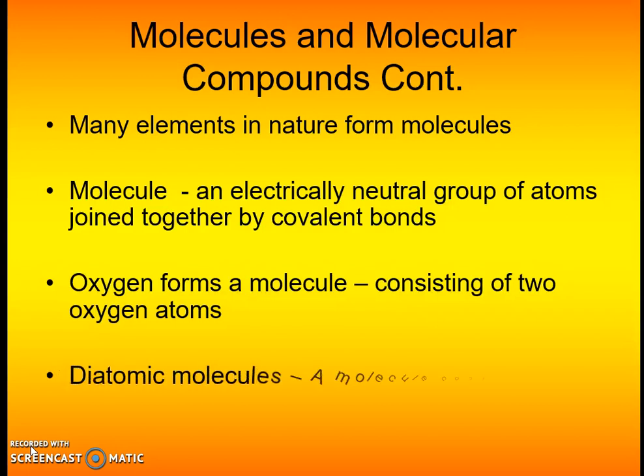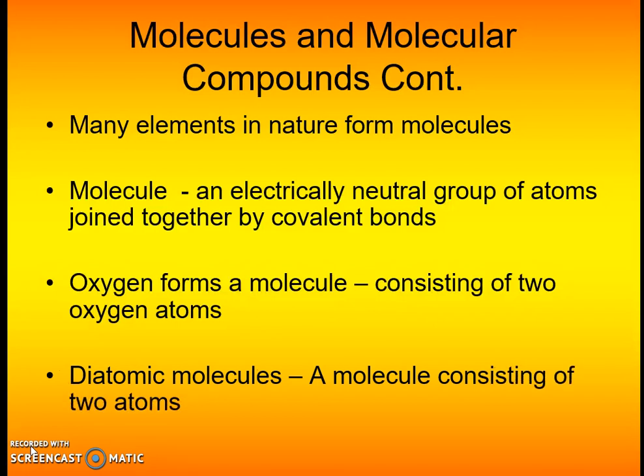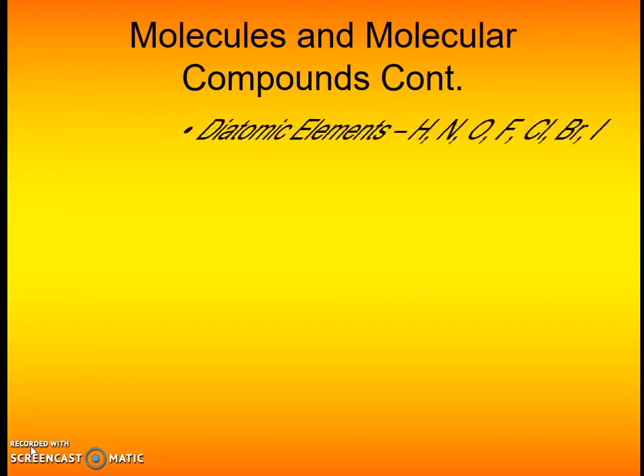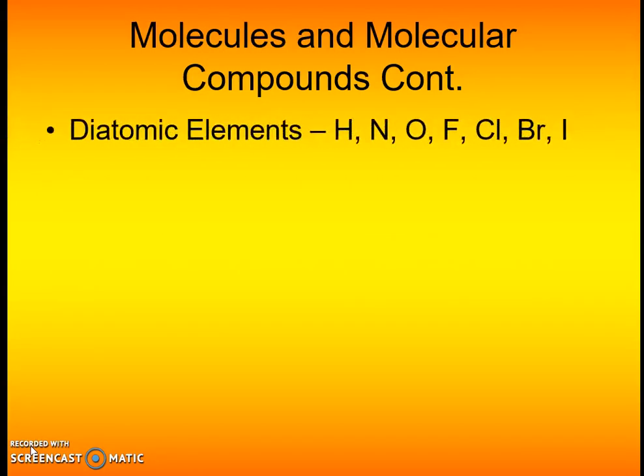So it gets called a diatomic molecule. There are 7 elements in total that exist this way in nature. Again, because of how reactive they are and how unstable they are, they will not be found by themselves. So the 6 other elements are hydrogen, nitrogen, fluorine, chlorine, bromine, and iodine. So these 7 in total always make a diatomic molecule.